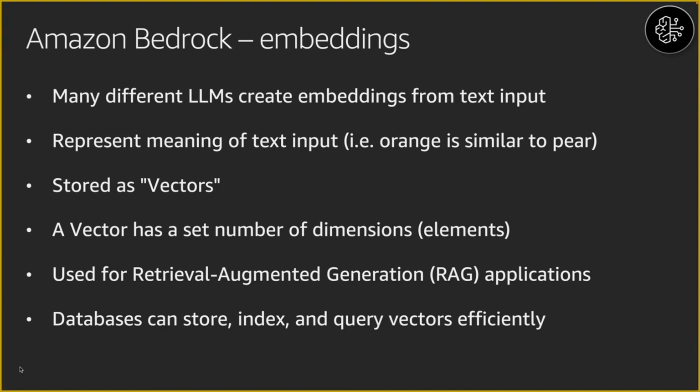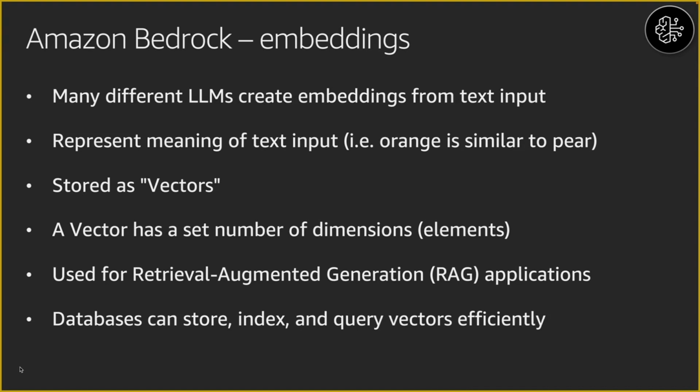It's like an XY, like two-dimensional, but most of these vectors have hundreds or thousands of dimensions, and they're stored inside Postgres looking like an array. Those would be elements in an array, but in a vector they're considered dimensions. They're again used for RAG applications, and databases can store, index, and query these vectors very efficiently.